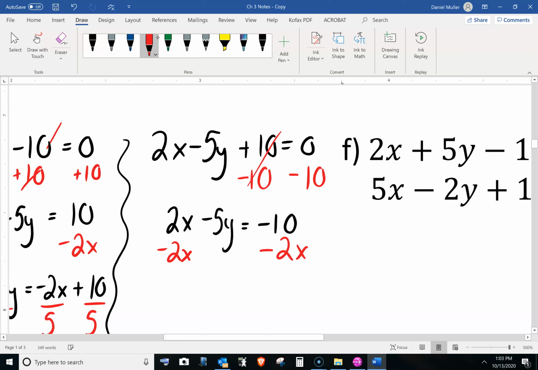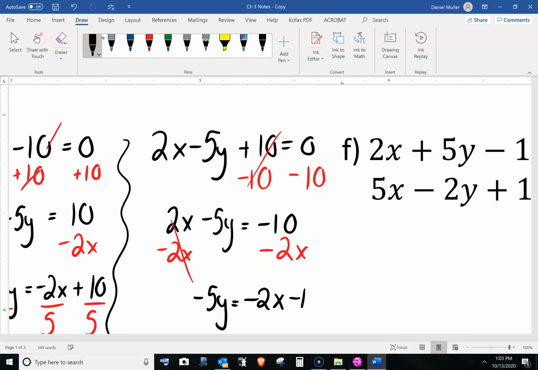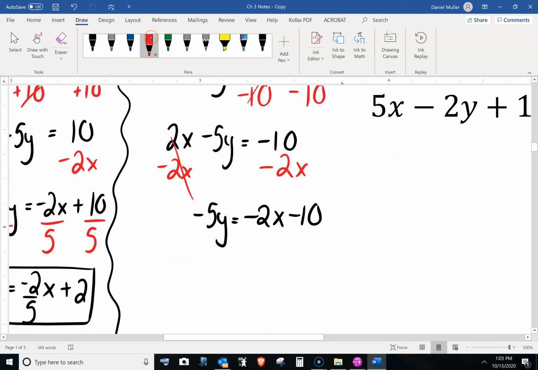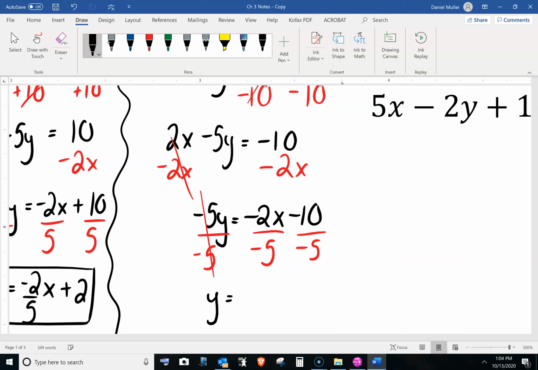Now I can't combine the 10 and the 2x because they're not like terms. So minus 5y equals, I'll write the 2x first. I always write the x first, going in descending order. So the negative 2x and then the negative 10. And then I'll divide here by negative 5, divide everything by negative 5. So y equals, now the negatives cancel out to be a positive, so 2 over 5x, and negative 10 divided by negative 5 is also a positive 2.